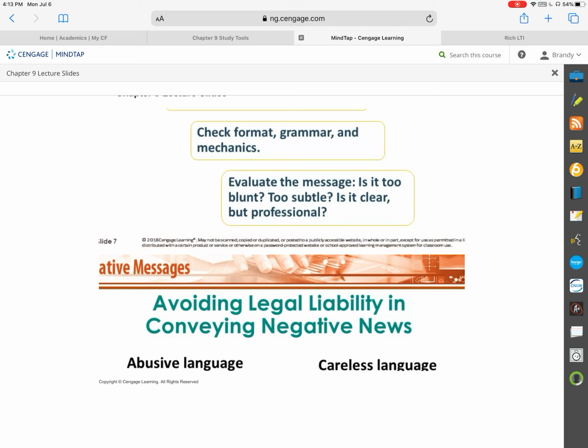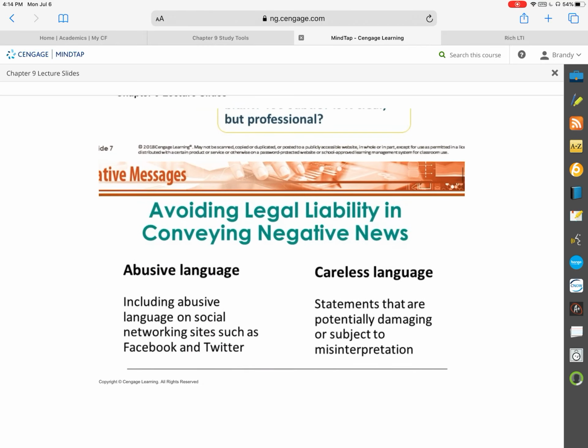And we just want to make sure that we're not too blunt, but also not too subtle. You've all had that person that you've dealt with before, that it didn't matter how many times you hinted around, they just didn't get it. And so you had to be very clear and just say no. So we've got to make sure we're not too subtle, as well as not too blunt.